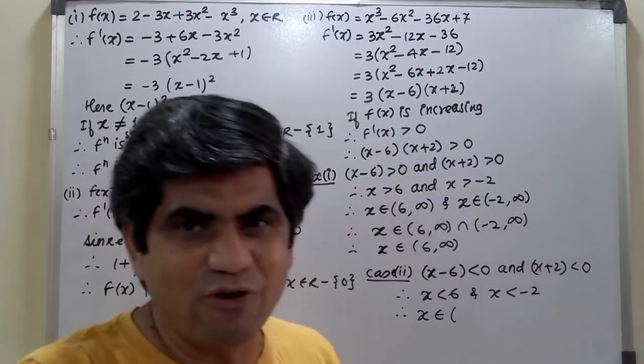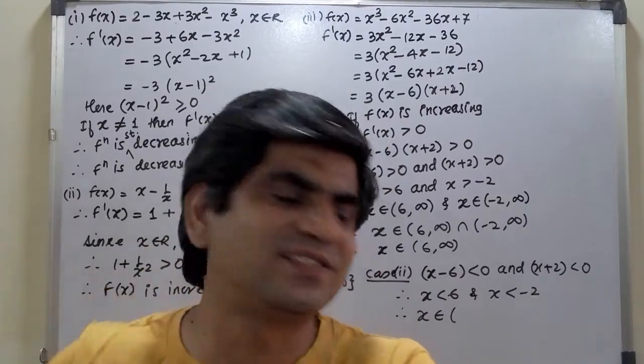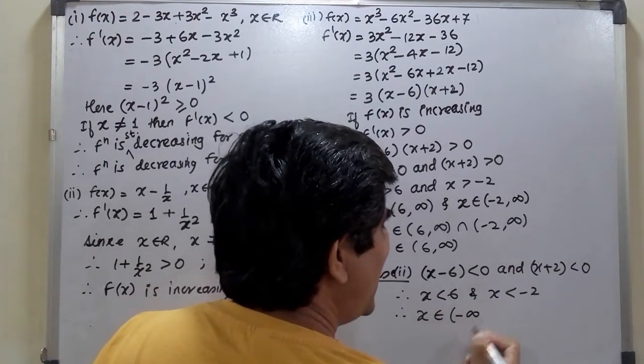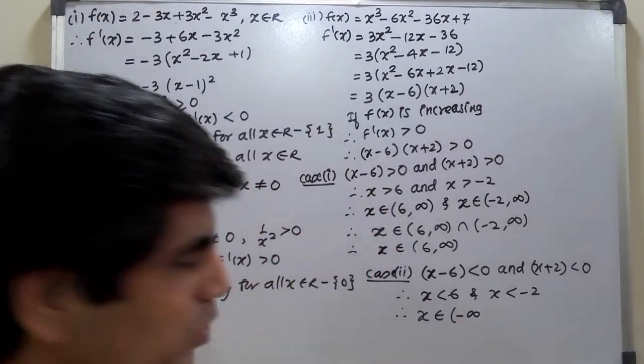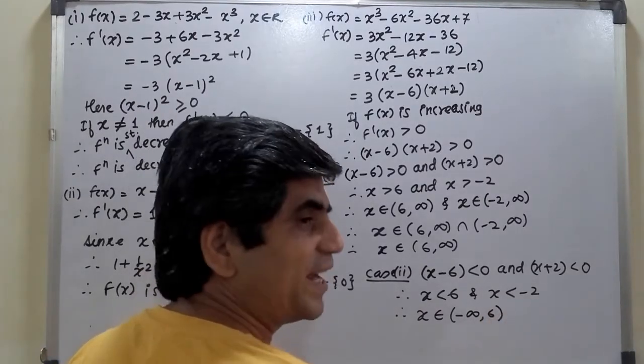Less than 6 means 5, 4, 3, 2, 1, 0, minus 1, minus 2, minus 3. That means it will go up to minus infinity, and infinity we don't include. So that is why round bracket, and here 6 also is not included, so round bracket.